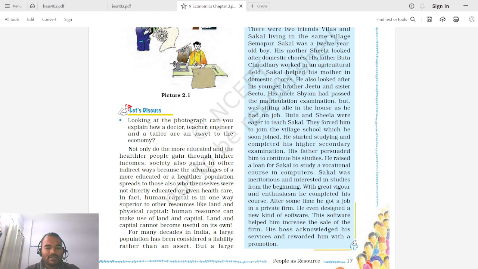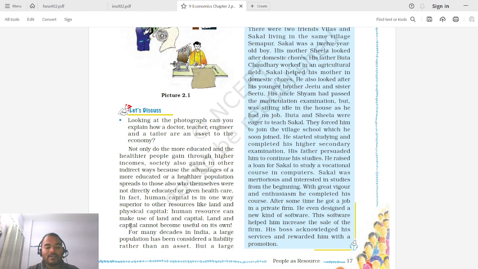So we can say that human capital is in one way superior to other resources like land and physical capital, because human resource can make use of land and capital. Land and capital cannot become useful on their own. In a similar way, any other resources other than human capital cannot make use of themselves, but human capital can make use of other resources as and when required with more efficiency. So human capital is the topmost capital, or human resource is the most important resource.